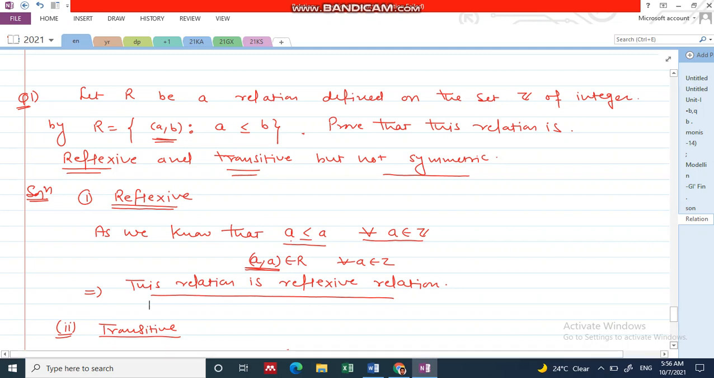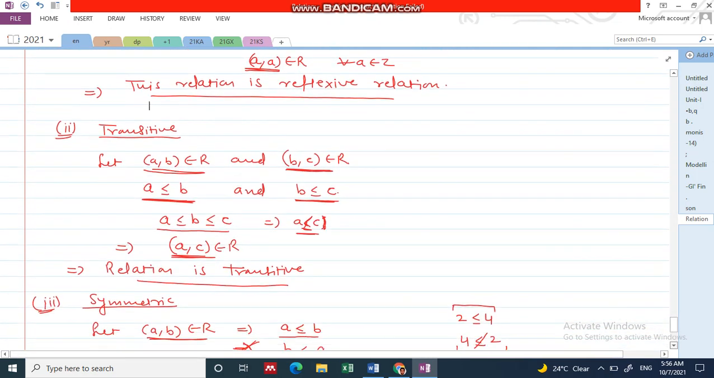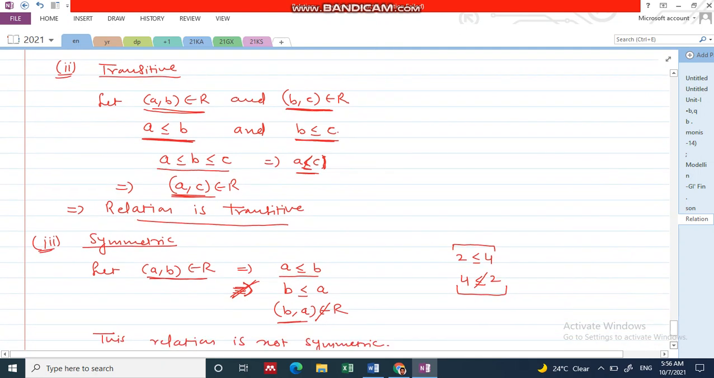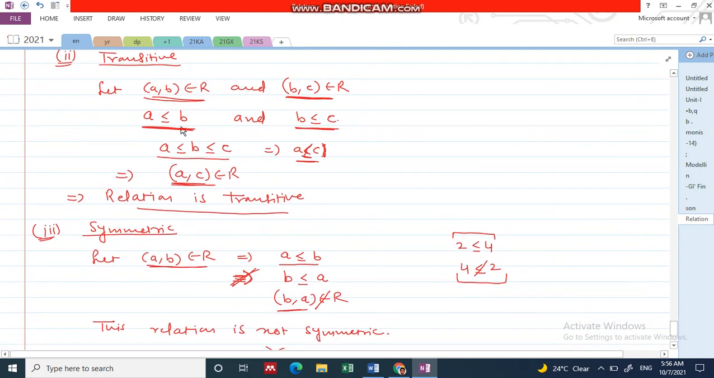Now next we prove that it is a transitive relation. Let (a, b) belong to R and (b, c) belong to R. As (a, b) belongs to R, it means that a is less than or equal to b. As (b, c) belongs to R, it means that b is less than or equal to c. Combining these, a is less than or equal to b and b is less than or equal to c, so it implies that a is less than or equal to c. It means (a, c) is a member of R. So this relation is a transitive relation.